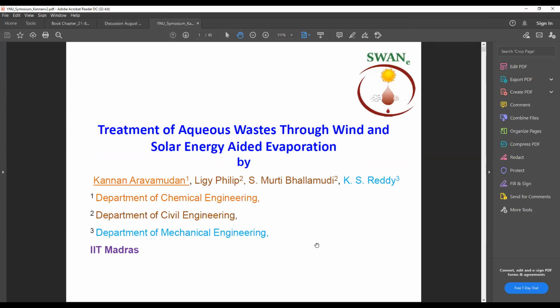So we developed a solar wind aided evaporator, and we called it SWAN-E, solar wind aided natural evaporation. You can see that the drops are getting evaporated by the sun, and we try to eventually get a concentrated water stream. We want to reduce the volume of the concentrated solution. The idea was, if possible, to crystallize the salts present in the concentrated stream, and thereby remediate and reduce the volume of waste.